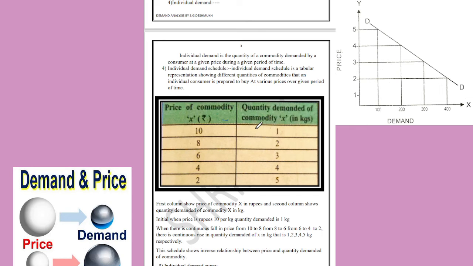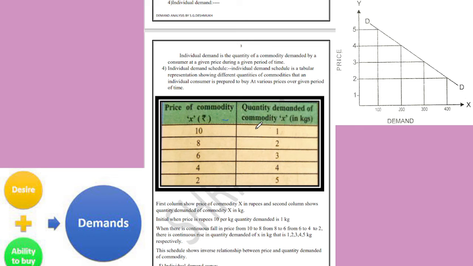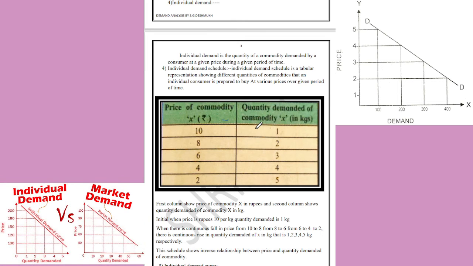It includes two columns. The first column shows the price of commodity X in rupees, and the second column shows the quantity demanded of commodity X in kg. When we see the prices of commodity X, they are rupees 10, rupees 8, rupees 6, rupees 4 and rupees 2.